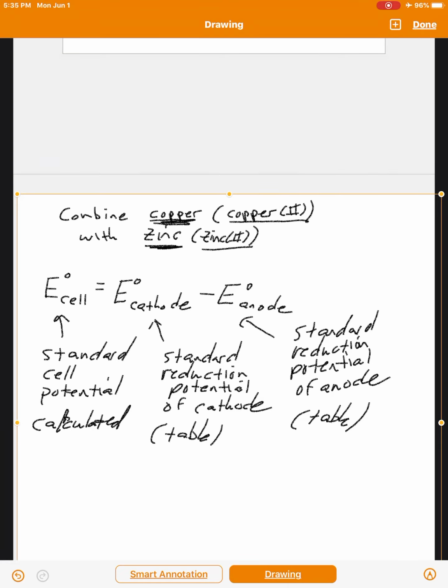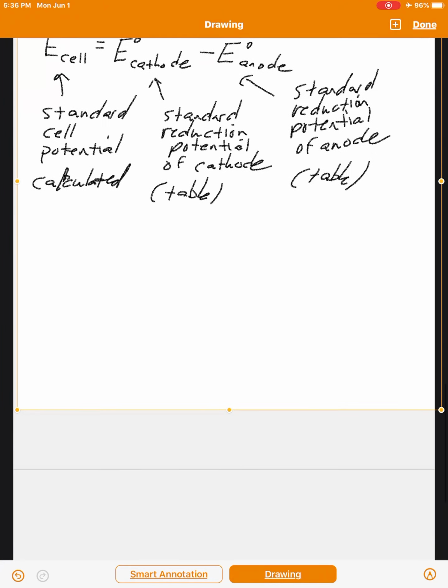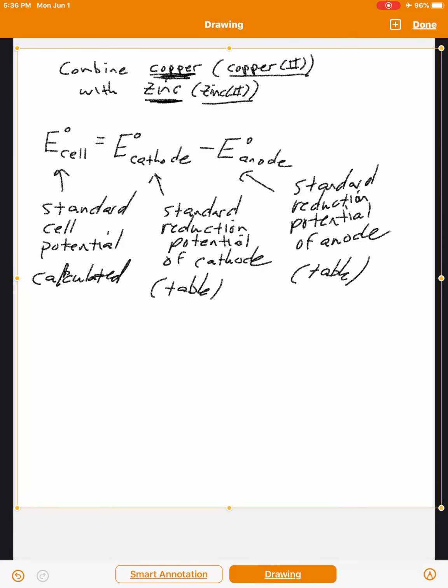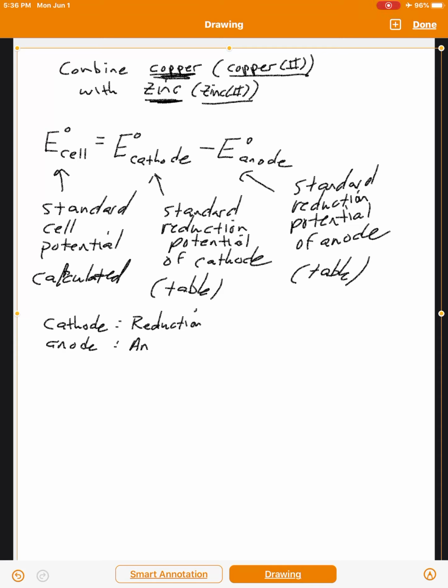You look those two up in the ones on the right, the cathode and the anode. You look those up in the table, you take the difference, and that gives you the cell potential. Okay? For a galvanic cell, it should be positive. That difference should be positive. We'll talk more about that in later sections. So first, what we need to do is we need to identify which one's the cathode, which one's the anode. And essentially, the way you do that is that the cathode is defined as where reduction takes place. And the anode is defined as the electrode where oxidation takes place.